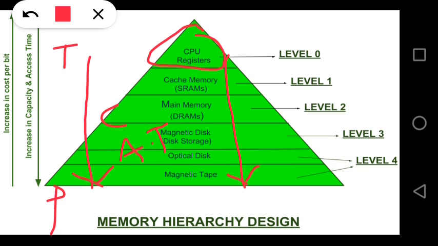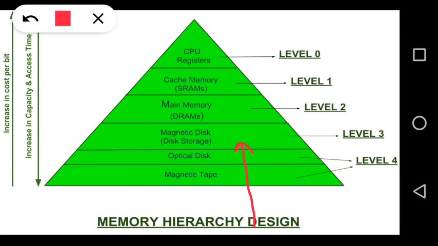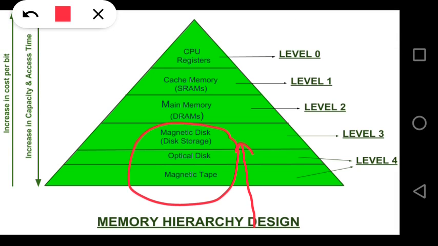See what happens when the user enters the data that goes and is stored in any of these secondary devices. As and when it is required, it moves to main memory, and from main memory to cache memory, as it is required based on the principle of locality of reference, and from cache memory it is moved to registers so that the access time gets decreased.